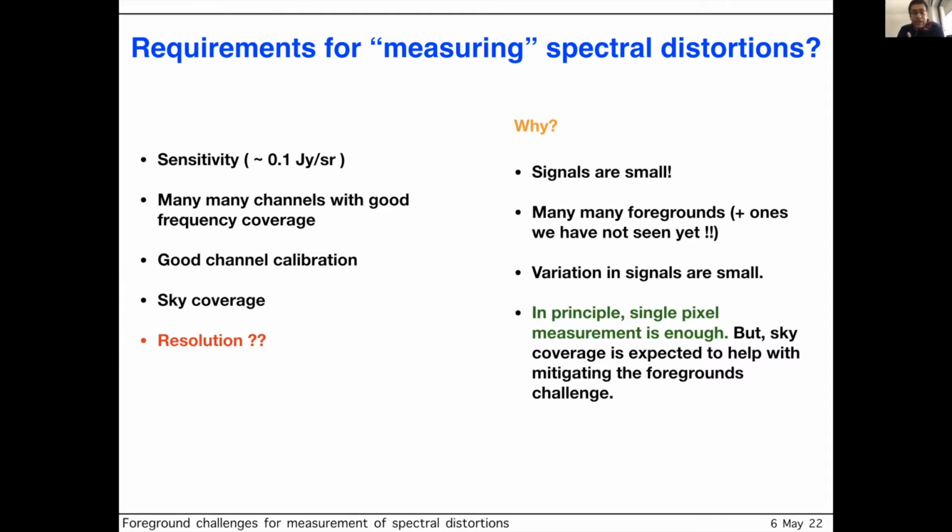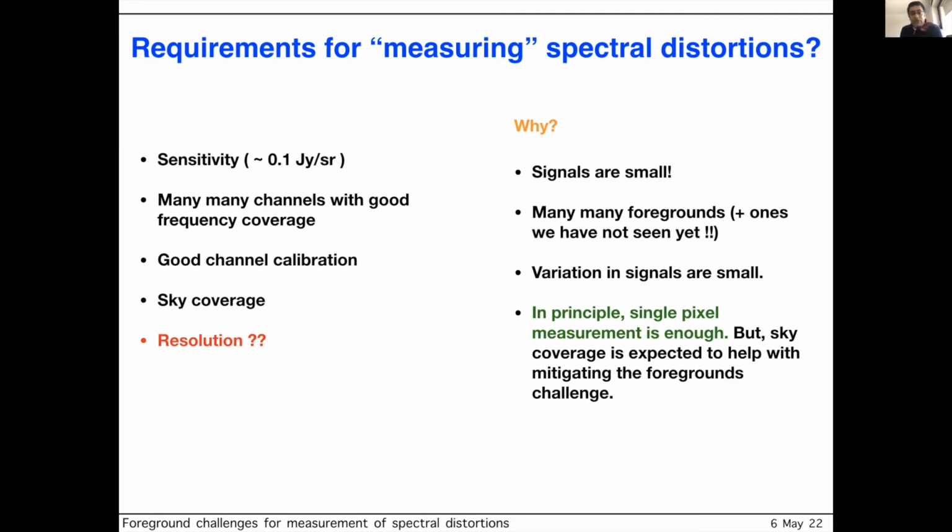You need good channel calibration. Unlike WMAP and Planck, which were essentially differential experiments, not sensitive to the monopole in the sky, all these signals that I'm talking about, I should emphasize, are monopole signals. So we want to measure the sky average. We cannot throw out the mean signal that we get from each pixel, because that is where the signal lies.